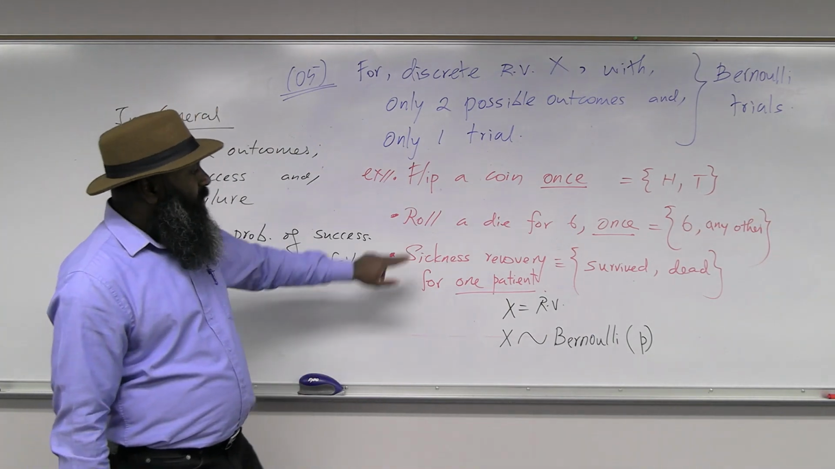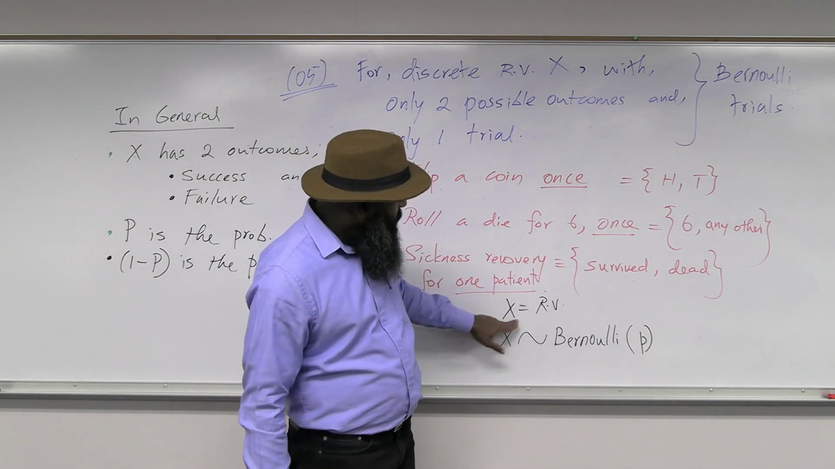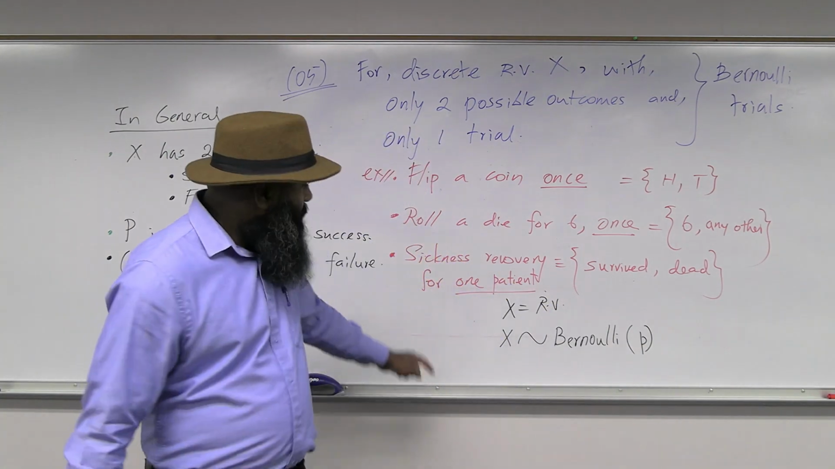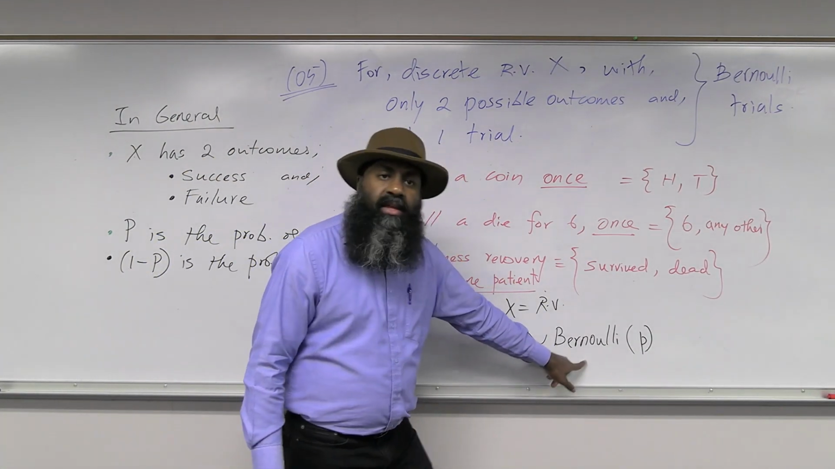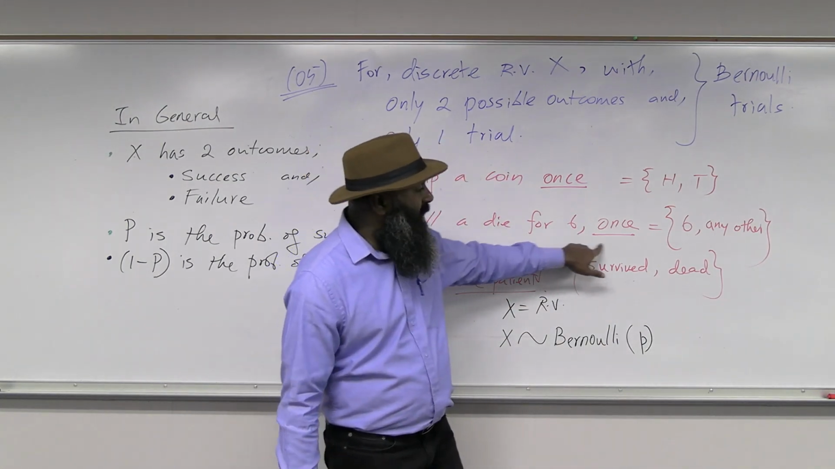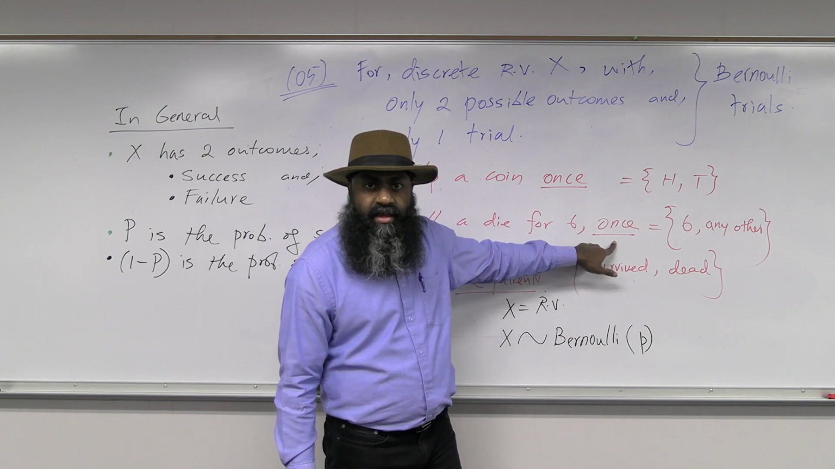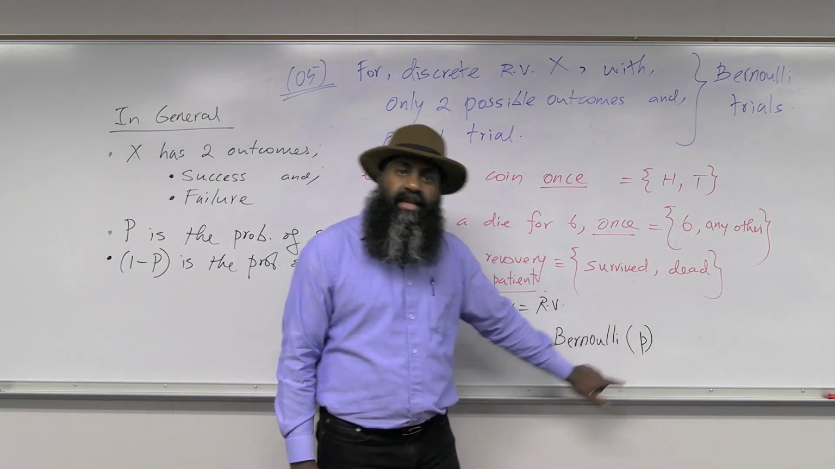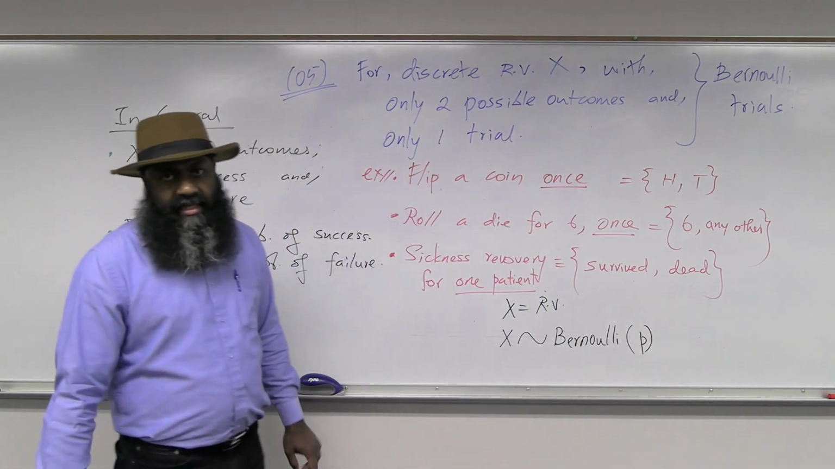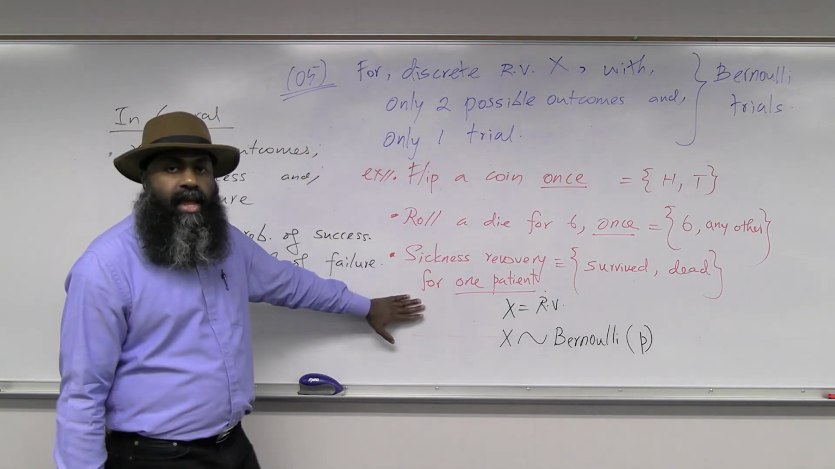For example, rolling a die. So X may be rolling a die. If it is an unbiased die, then X is Bernoulli with probability of 1/6, because I'm rolling it to see if I get number 6. So probability of success is 1/6 if it is unbiased. So inside parentheses, I will only write 1/6. So this is the standard notation.